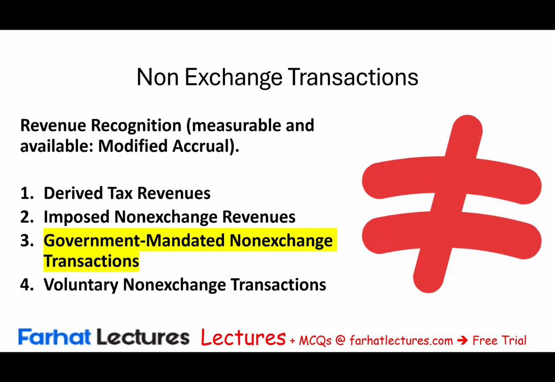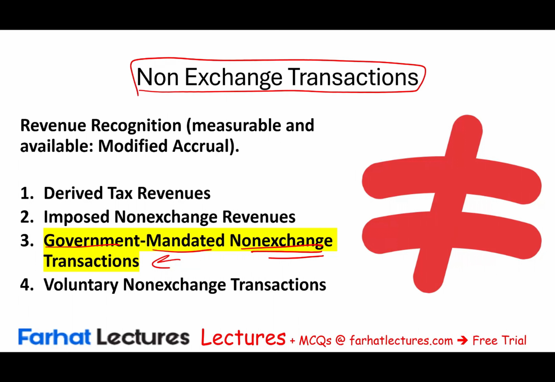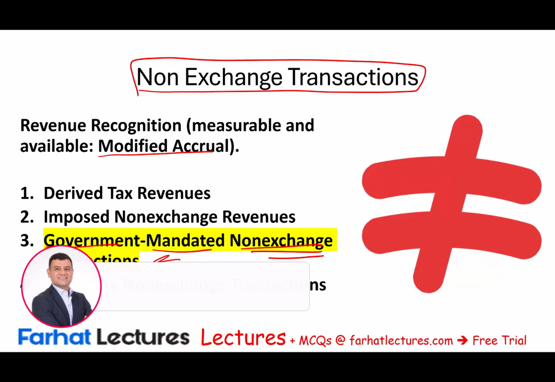Welcome to this session in which we will discuss government-mandated non-exchange transactions. This series of lectures is part of the non-exchange transactions for governmental revenue recognition. Remember, under revenue recognition for governmental entities, we are going to be using modified accrual for non-exchange. It means the revenue has to be measurable, meaning we can quantify it, and available. It's available to be spent in the current fiscal year, or the funds are available 60 days after year end.